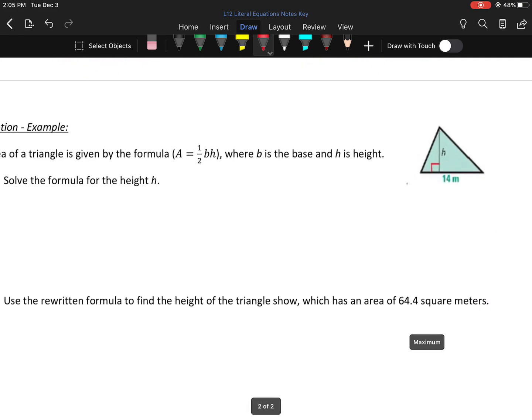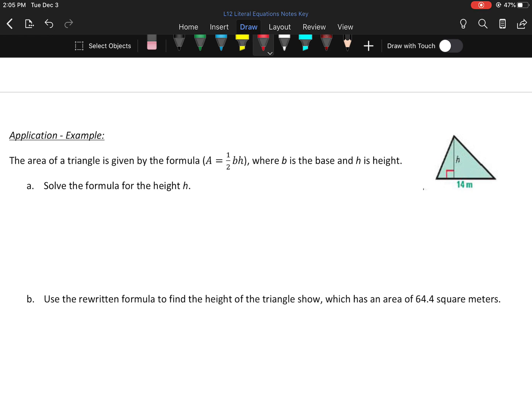Here's some word problems that we're going to try out. This is all about the area of a triangle. So it says the area of a triangle is given by the formula A equals 1/2 bh, where b is the base and h is the height. So I'm asking you to solve for the height. It says solve the formula for the height h.